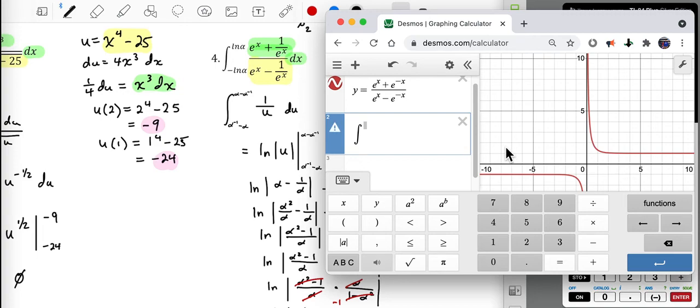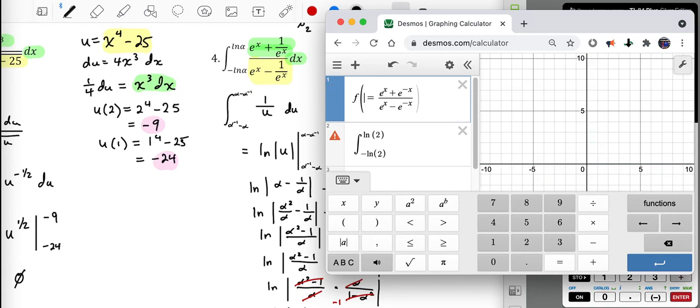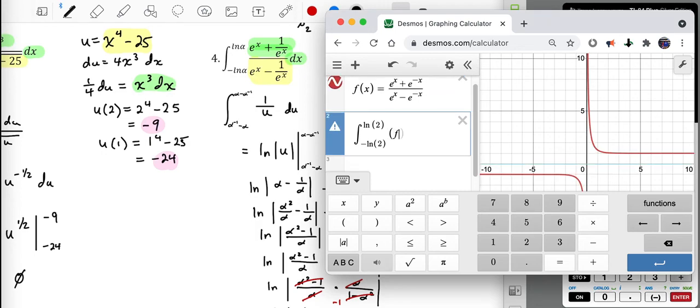Like I said, over something like ln of 2 to ln of positive 2. And you know what, instead of calling it y, let me call it f of x, so I can refer to it in the integral rather than typing in the function again. All right, so it gives me a clean 0.